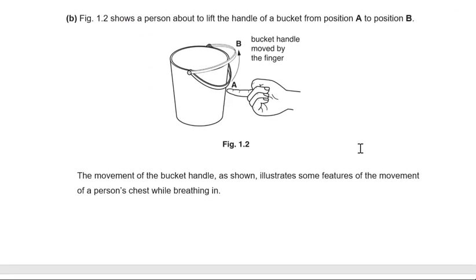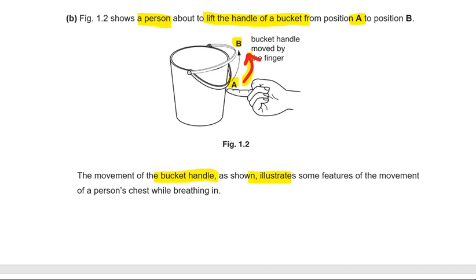Okay, so next question. Figure 1.2 shows a person about to lift the handle of a bucket from position A to B. We can see that when they lift the handle, the bucket handle moved up. And it says here the movement of the bucket handle illustrates. Illustration is a word that people usually use for drawing. When you illustrate something, it's something that you can find in real life and then you make an image of it as a drawing. So illustrating just shows you what something should be.